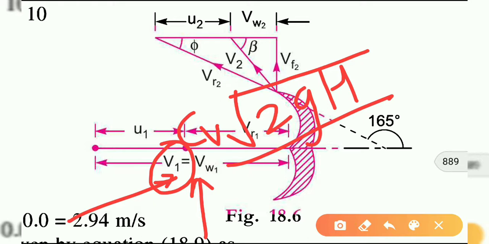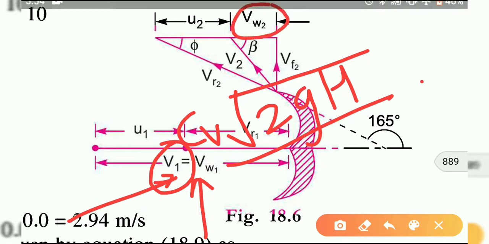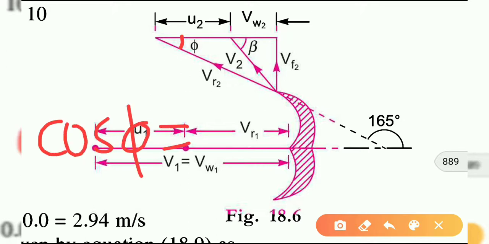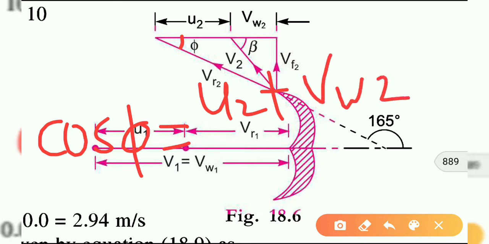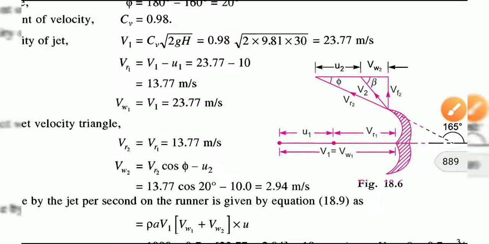And to calculate VW2, we will take help of the outlet velocity triangle. From this outlet velocity triangle, there is this angle phi. So we can say that cos phi is equal to (U2 plus VW2) divided by VR2. So using this formula we can calculate VW2. So let's start the problem.